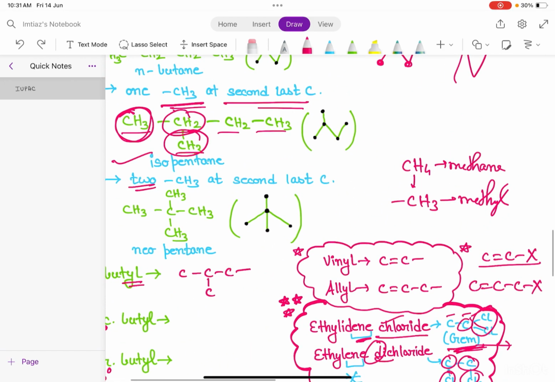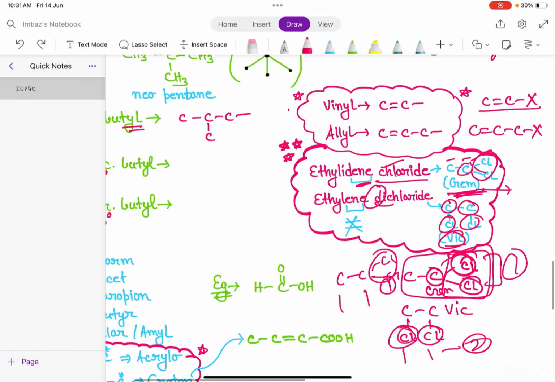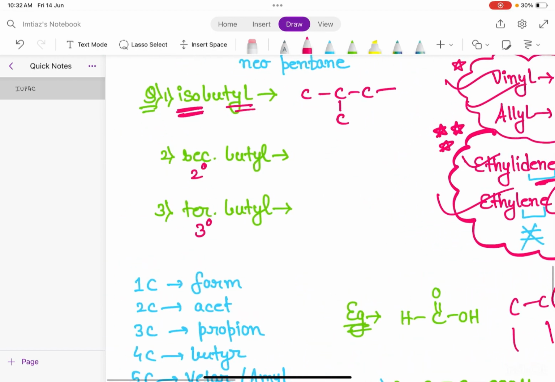These four names are very important. You have to remember this, my brothers and sisters: vinyl, allyl, ethylene, chloride, ethylene. You will come to this when you read the haloalkane chapter, but right now remember this. Now coming to secondary and tertiary butyl.